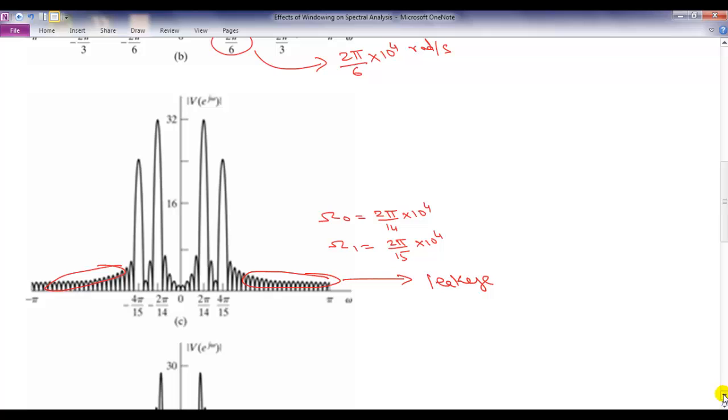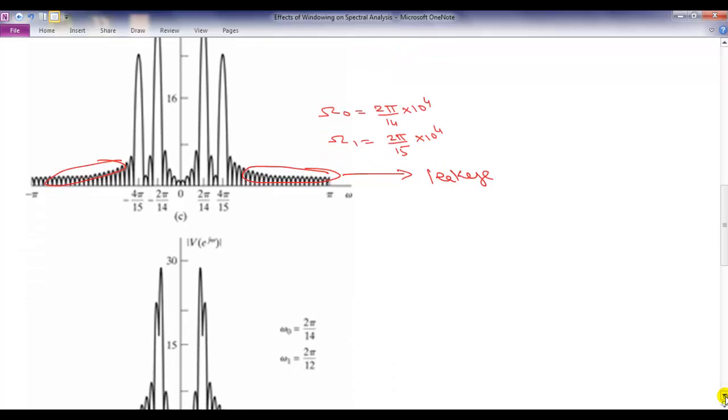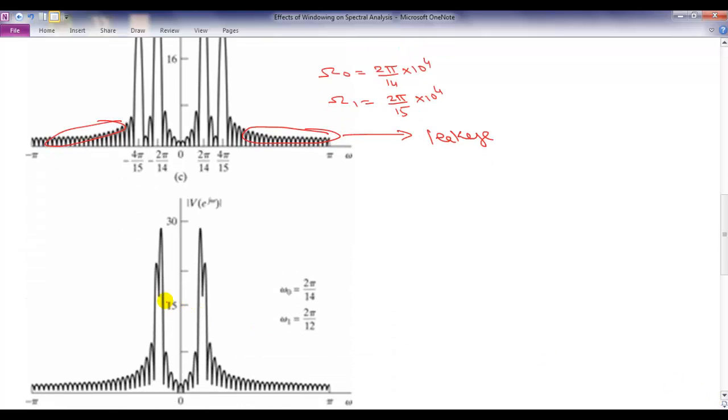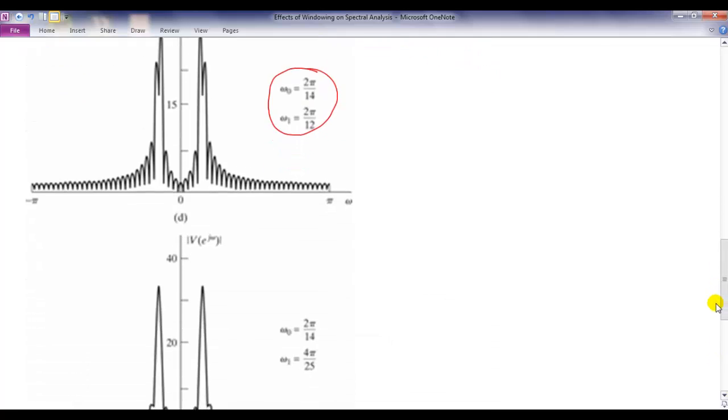So now you bring them closer to each other, and all of a sudden they are beginning to merge with each other. You can still make out that there are two frequencies. So we have reduced the space between them even further. You can still make out there are two frequencies, but barely. And if I were to bring them any closer, then this is what you get.